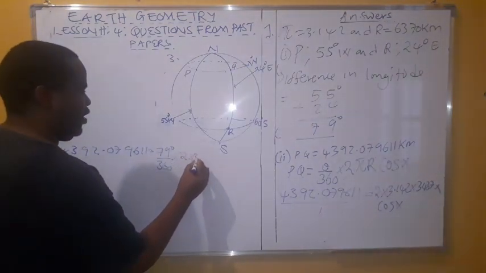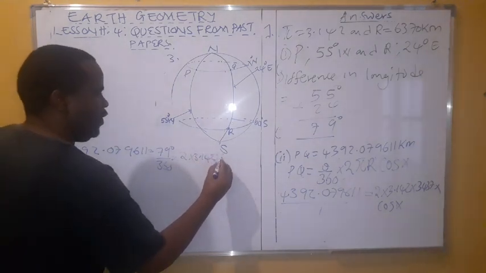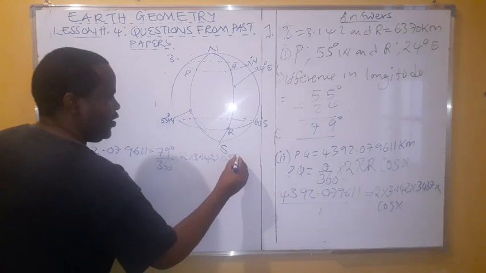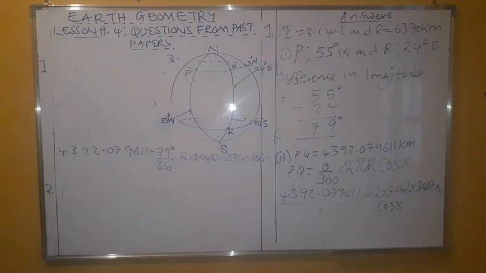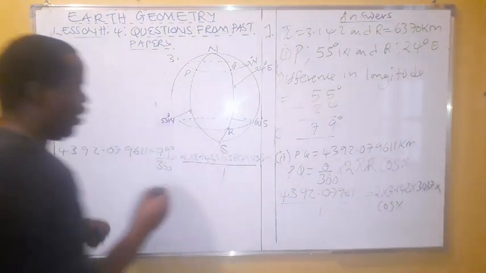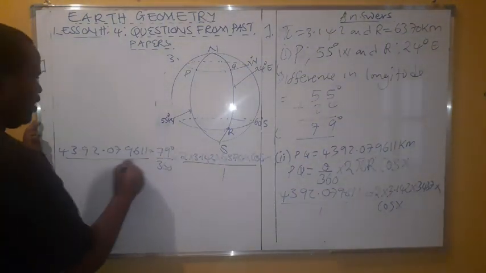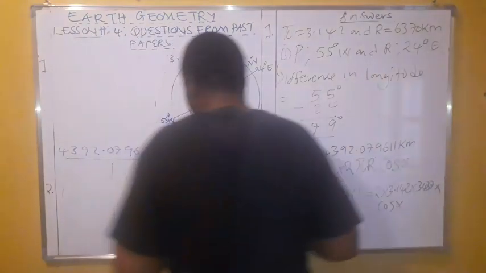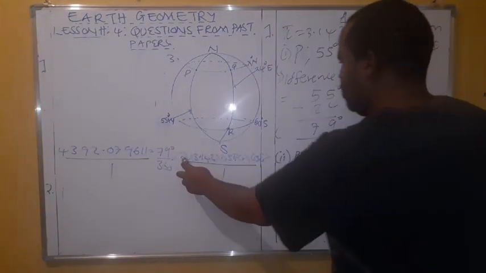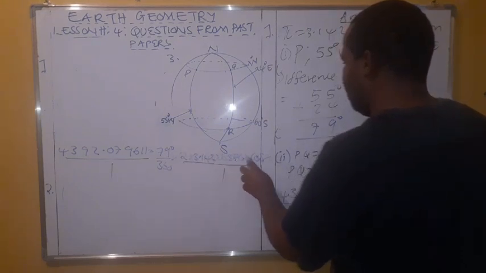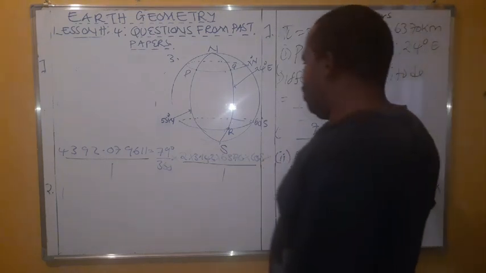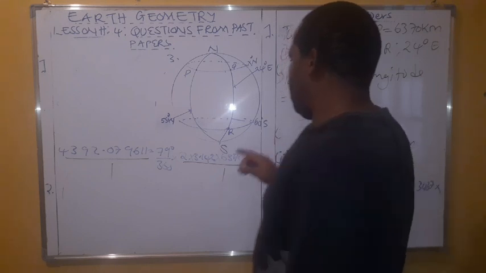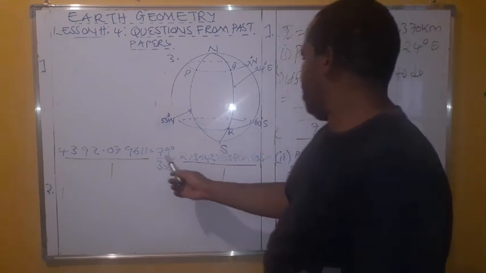2 times 3.142 times 6370 times cos x. I hope it is visible. So the whole lot of this one, we introduce a dummy 1. Remember there is 2 times 3.142 times 6370 times cos x. Our interest is to find x. So we are going to say you multiply everything here.